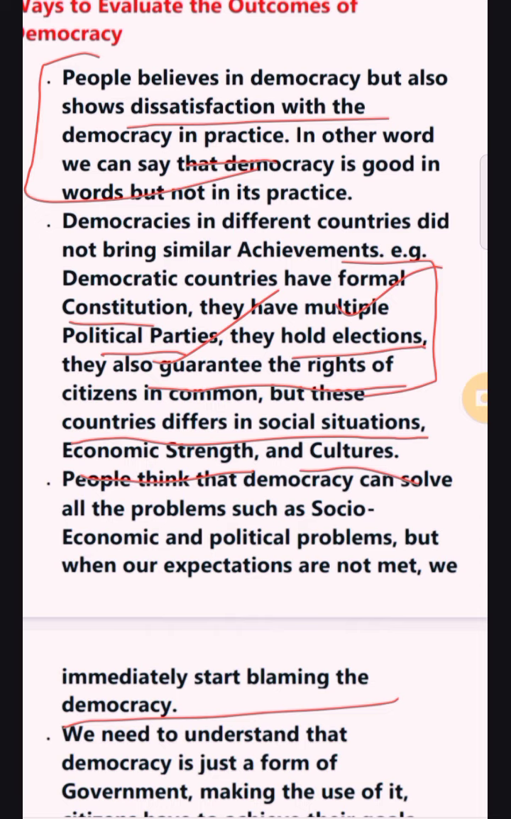So whenever our expectations of what we expect from democracy are not met, we start blaming that idea. Because in our fantasy world, when we think about democracy, we think that it has the solution to all our problems, right, whether it is a social problem or even a problem at home. But we have to keep in mind that democracy is just a form of government. We need to understand that democracy is just a form of government.